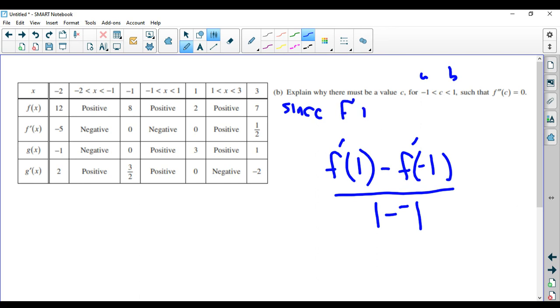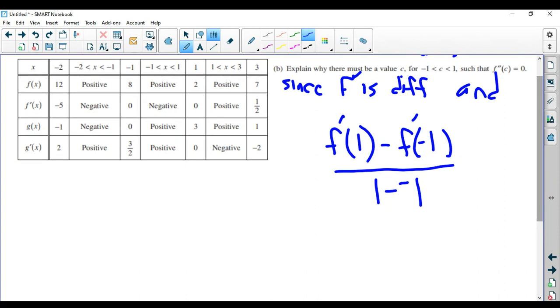f prime is differentiable, and here's the mean value theorem, we're assuming this is going to equal 0. If it doesn't, then we have problems. So let me move this over.